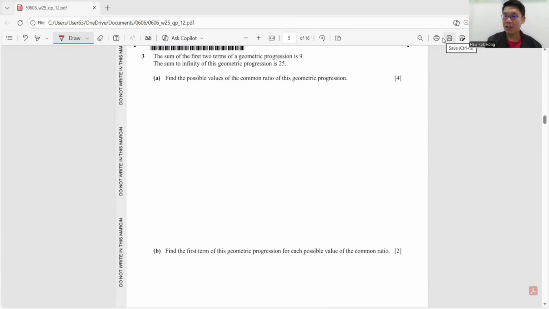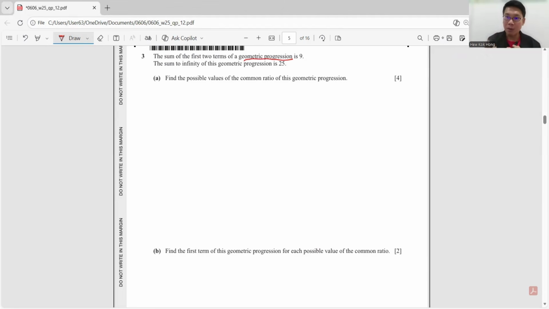Question 3 is the progression or series question. First, they talk about the first 2 terms of geometric progression. So when I talk about 1 term, 2 term, or 3 term, that easily we can use u1, u2, u3 to express. I will write in u1 plus u2 equals to 9. So the terms for geometric is ar^(n-1). So the first term is a, second term is ar power 1. So these 2 equals to 9.